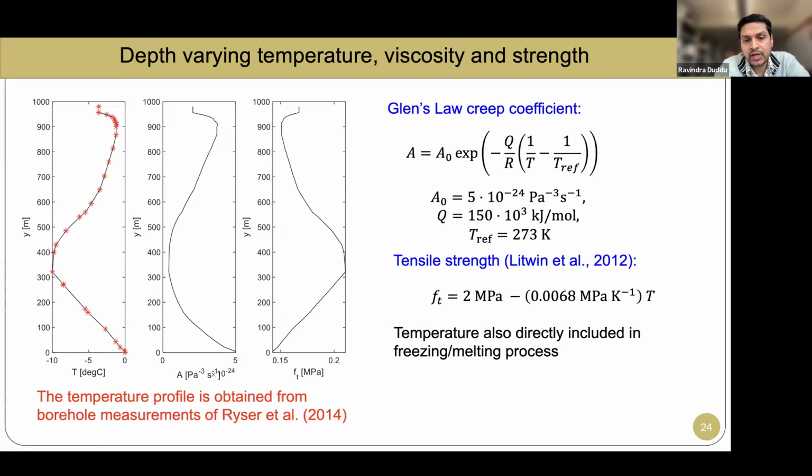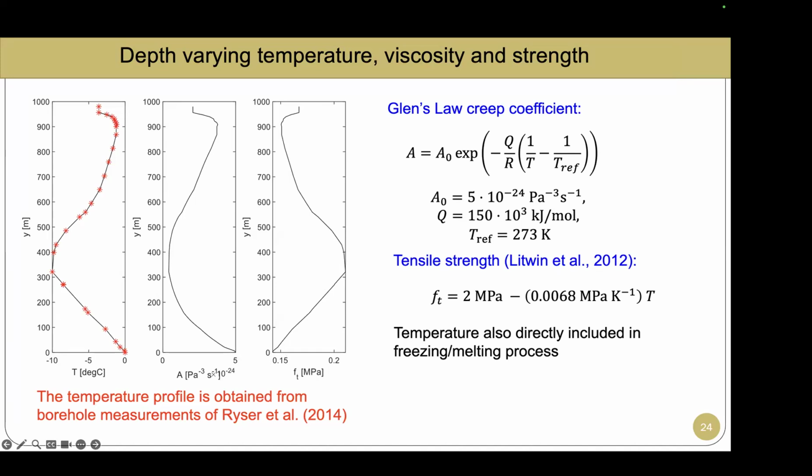And then the tensile strength also has some variation, where it goes to zero when the ice temperature is almost zero, and then it increases when the ice temperature is -10. Does that answer your question? Yeah, that makes sense. Thank you so much. I have one more question, if that's okay.